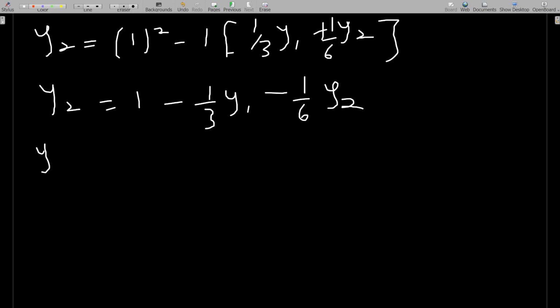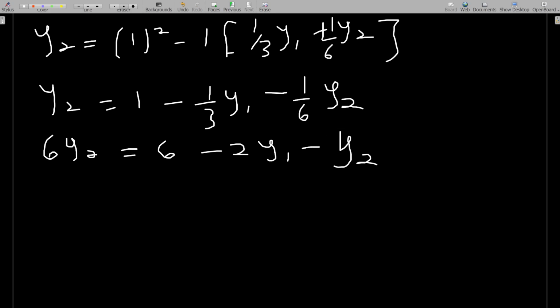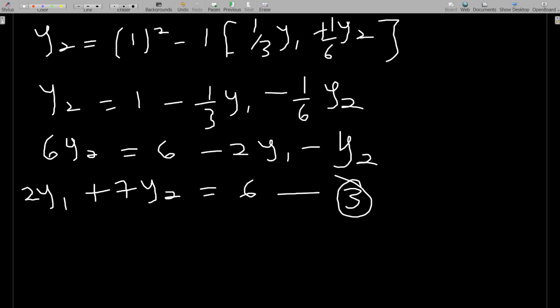So here the LCM is 6. Okay, so if I multiply through by 6, I have 6y2 is equal to 6 minus 2y1 minus y2. I just multiply through by 6, okay. So if I just send the y's to one side, I have 2y1 plus 7y2, okay, equals 6. Equation 3. I hope you get this.